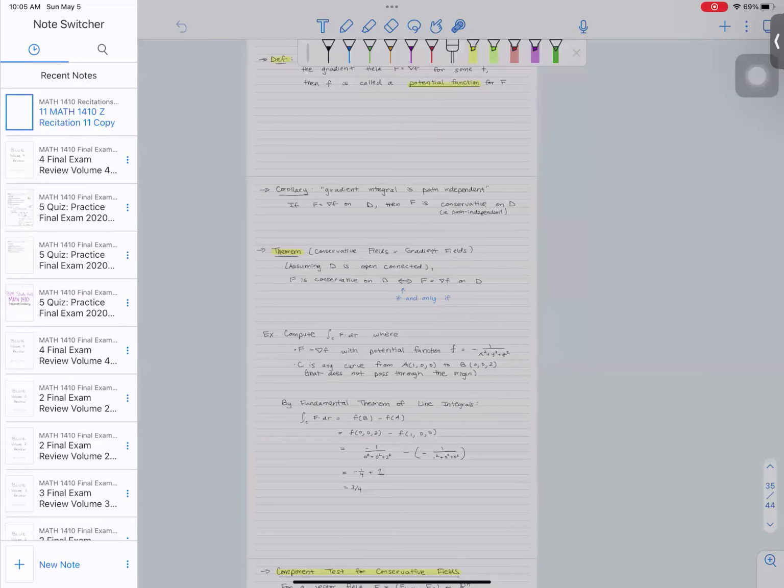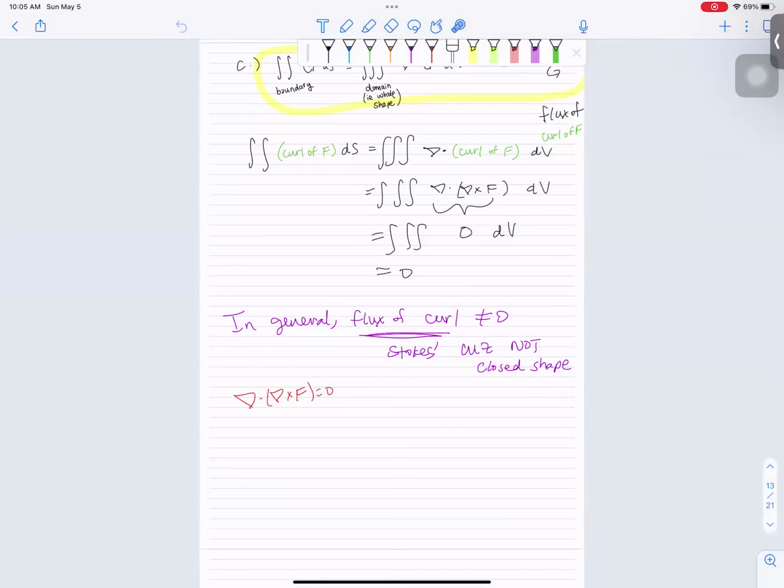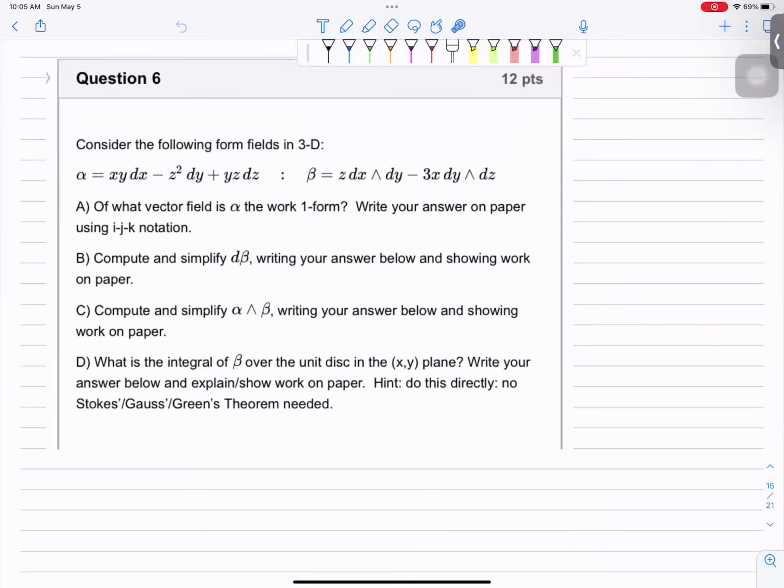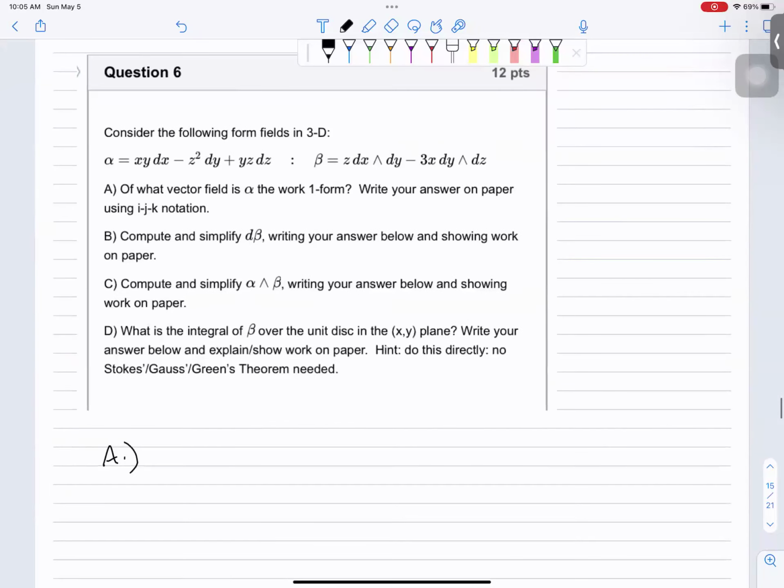Okay. Let's see, back to this. All right, let's move on to question 6. Consider the following forms in 3D, alpha and beta here. Part A, of what vector field is alpha the work 1 form? So remember there was a quiz question on this also. Part A was what is the work 1 form, and part B was what is the flux 1 form, or flux 2 form? I forget what it was. Okay, of what vector field is alpha the work 1 form?